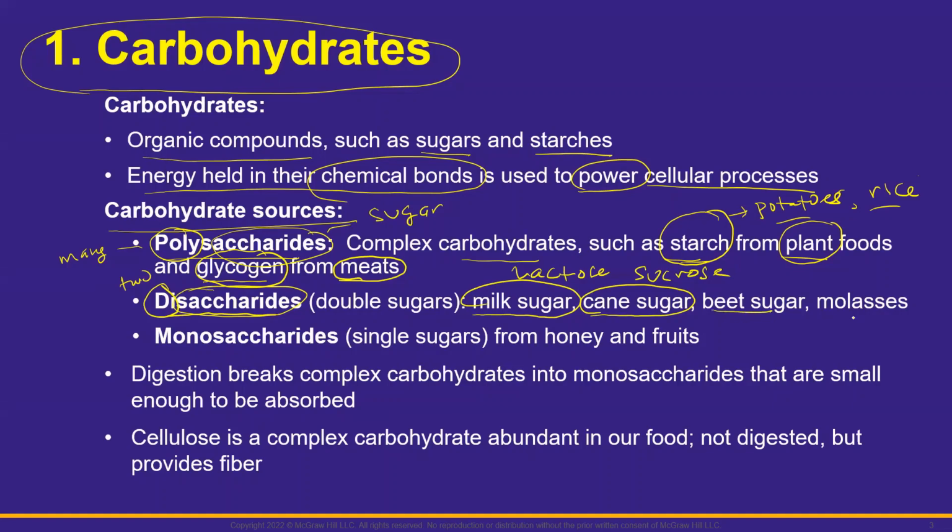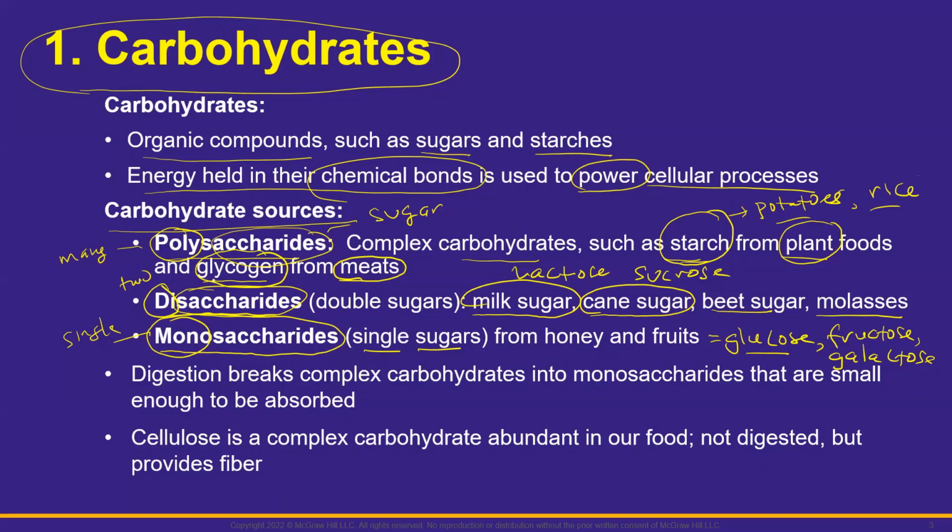Beet sugar and molasses are also examples. The last type is called the monosaccharide. Mono means single, okay? So this is a single sugar, like glucose. Examples of monosaccharides are glucose, fructose, and galactose. This is the one that is present a lot in the environment, especially glucose, in the form of monosaccharide.